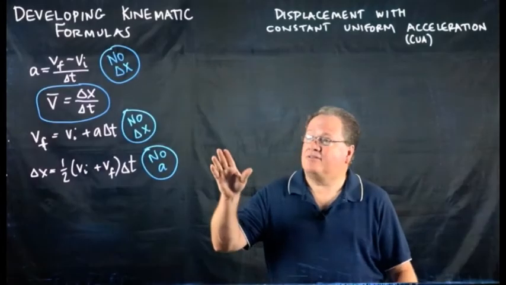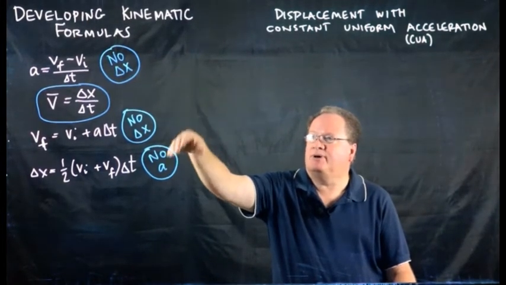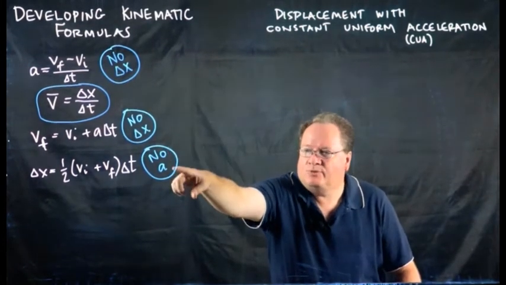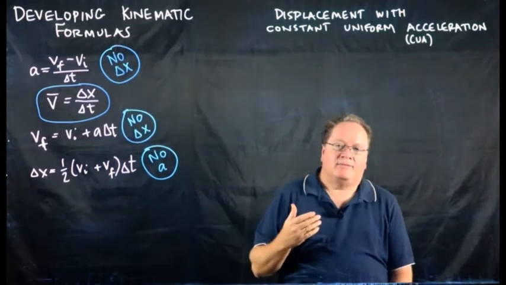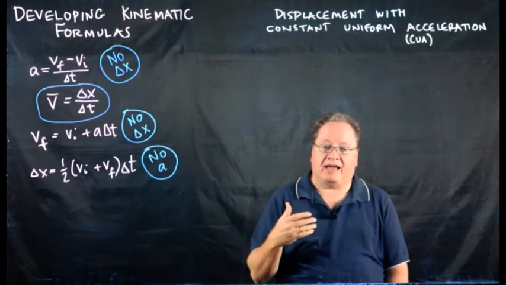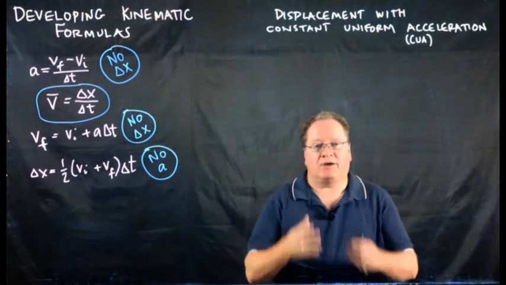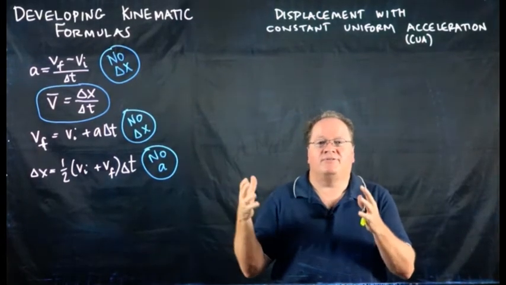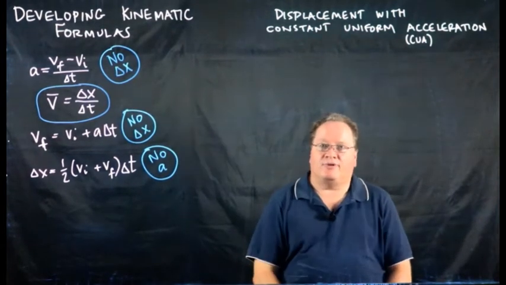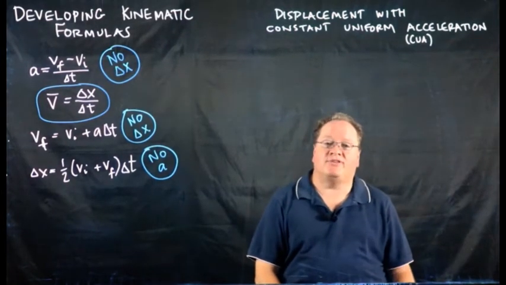So we have formulas at this point, kinematic formulas, motion formulas at this point. We've got one that has no delta x. We've got 2 that have no delta x. We've got one that has no a. If we think about these formulas then, I would like a formula that has, for instance, no vf. What if I don't know what the final velocity is, but I want to solve for one of the other variables, one of the other of those 5? So we're going to develop a formula right now that is displacement with constant uniform acceleration.